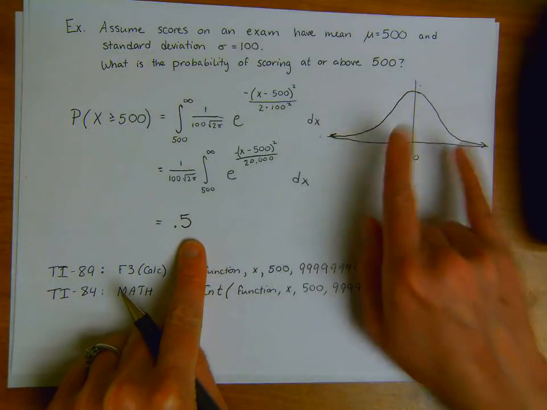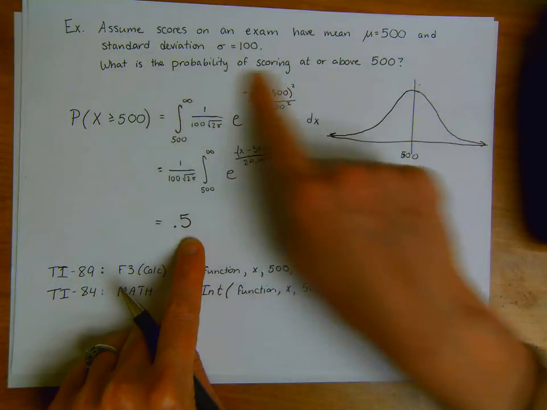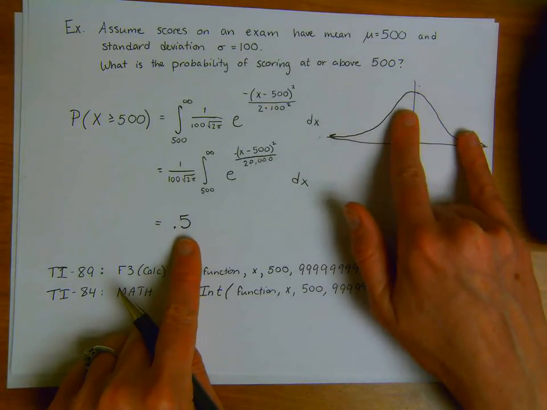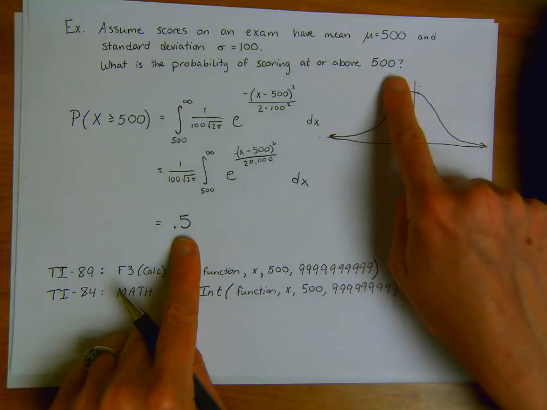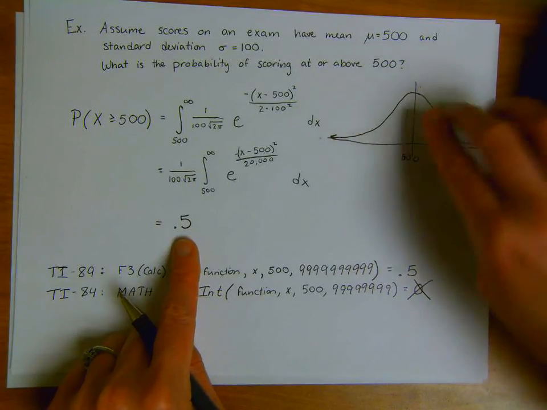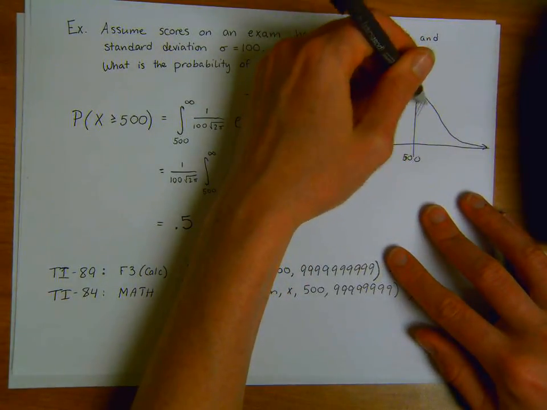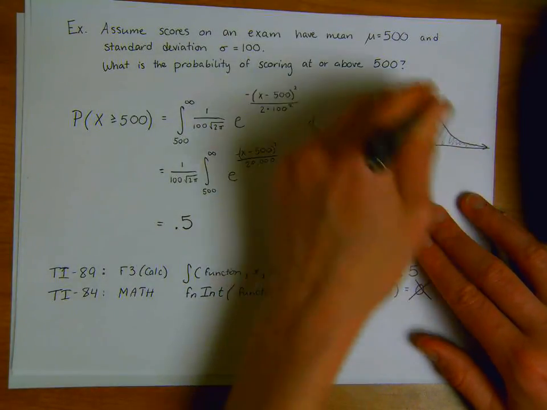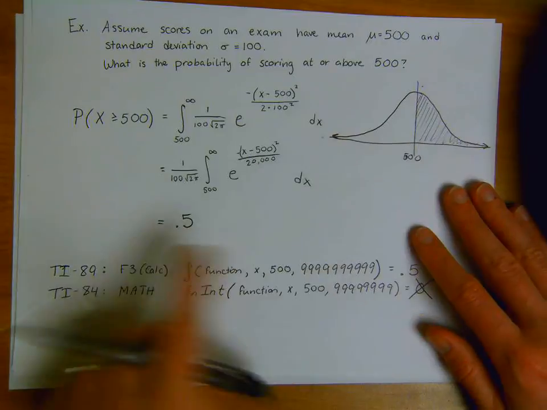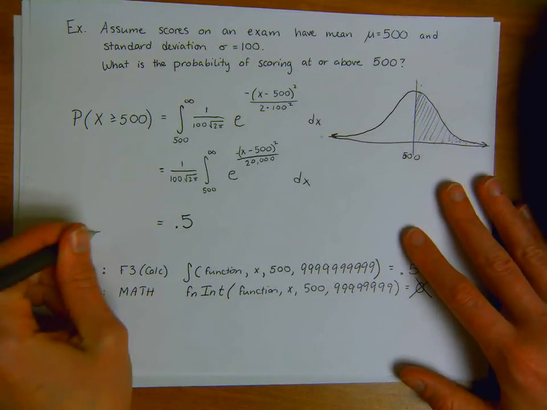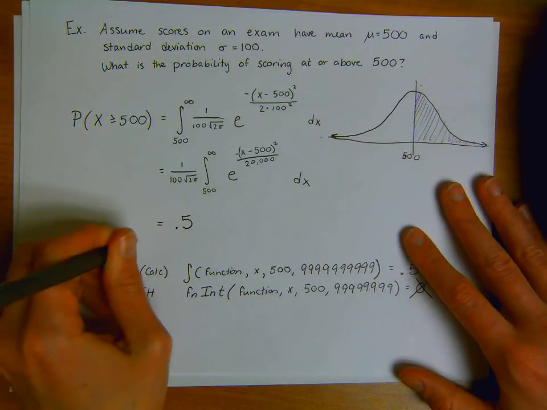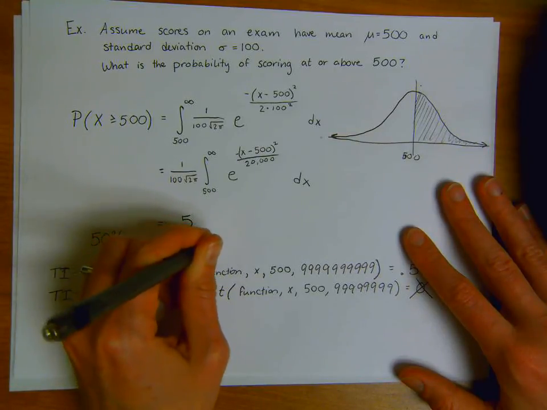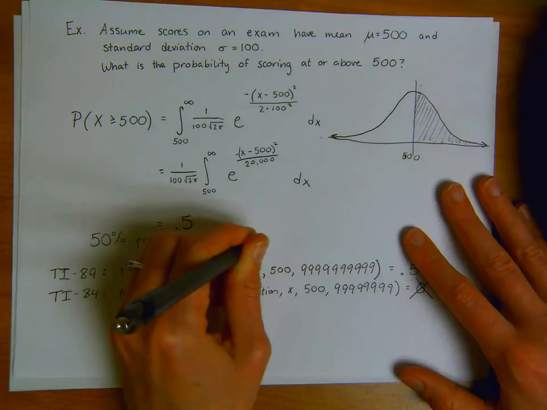And we knew this graphically by looking at what the mean was. The bell-shaped curve is symmetric. So what's the probability of scoring at or above 500? It should be exactly 50%. It's exactly half of the area under the curve. And if the total area is 100%, then scoring above a 500 should be 50%. So this is a 50% probability of scoring above 500.